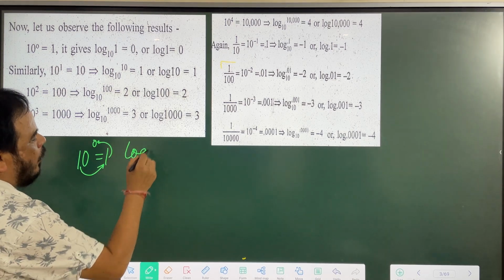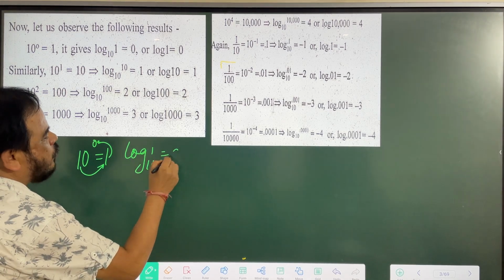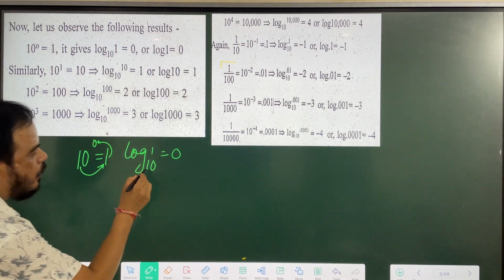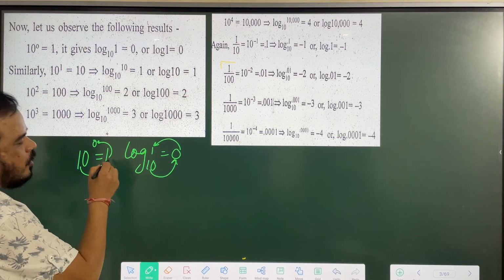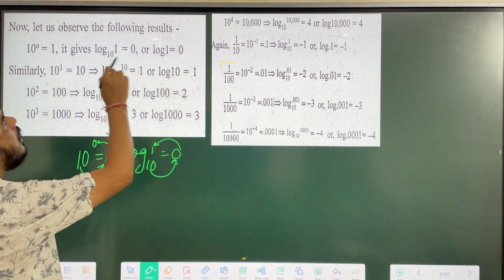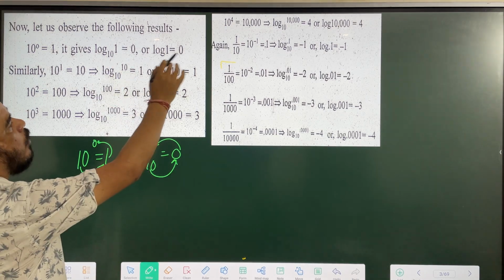Log 1 base 10 equals 0, because 10 to the power 0 equals 1. I have written it here. So log 1 base 10 equals 0, or log 1 equals 0.